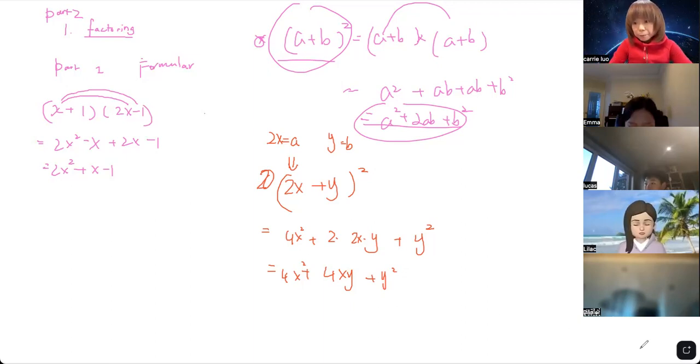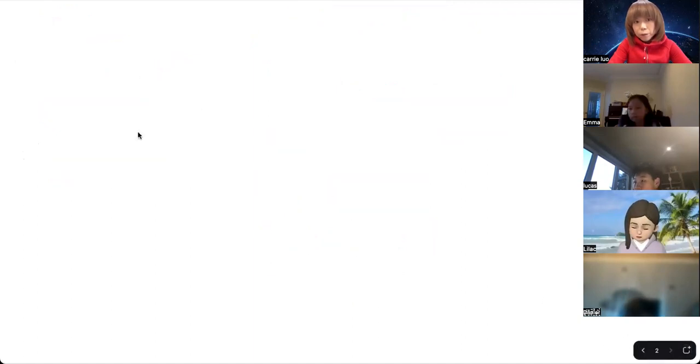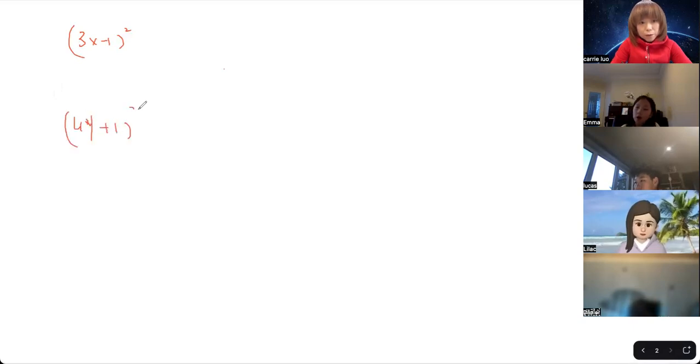Get it, everybody? Emma? Lucas? Lilac? Daniel? You get it? If you get it, I'm going to move forward. Okay, let's look at 3x minus 1 squared, and 4y plus 1 squared, and 3x plus 4y squared, okay?